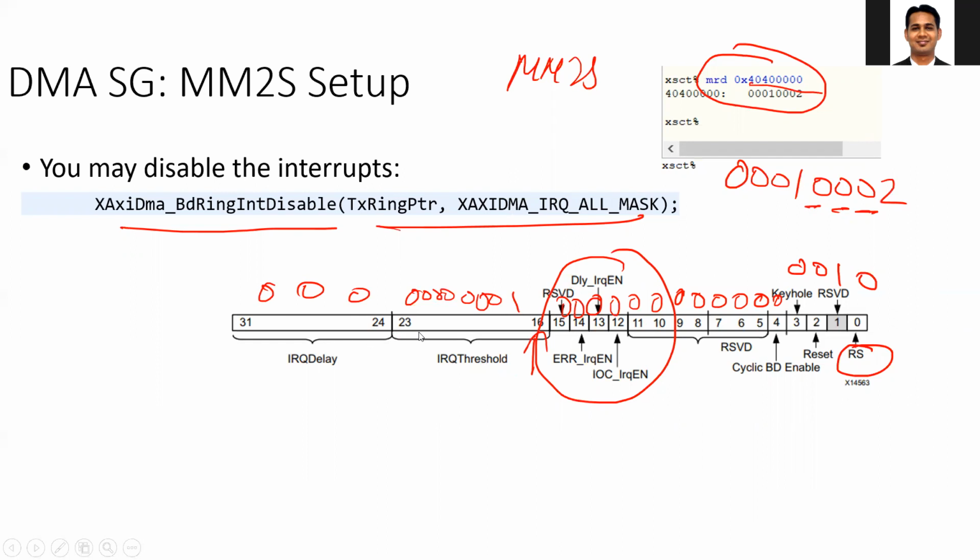Now we have disabled the DMA. One more step we need to do in the control register is to set the RS bit to 1. Before setting the RS bit to 1, we need to update the current descriptor address, and for that we need to create the BD descriptor. We need to define the memory space for the BD descriptor.